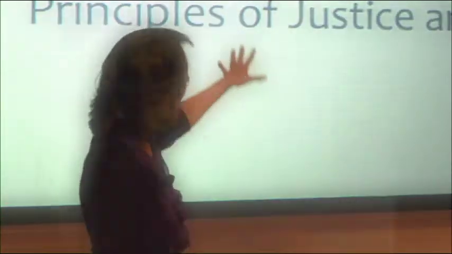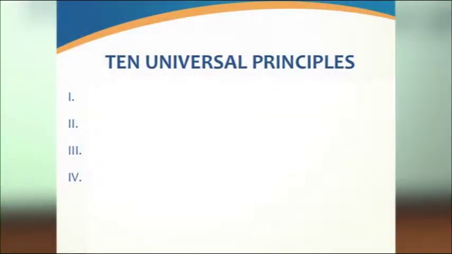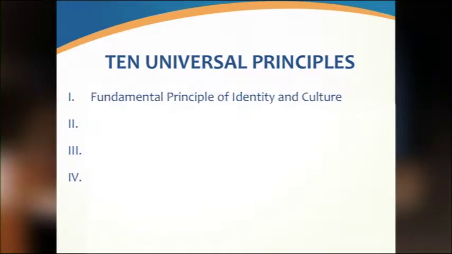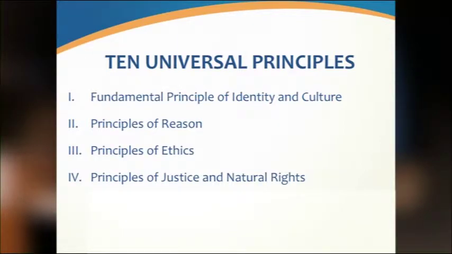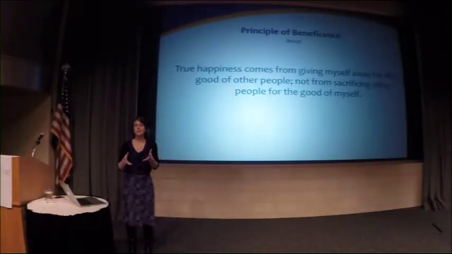The 10 principles can be divided into 4 categories. The first one is a fundamental principle of how we identify ourselves and the meaning and purpose of culture. The next 3 are called principles of reason or principles of truth or logic. The next set of 3 are principles of ethics or morality. And the last 3 are principles of justice and natural rights. So let's start with the first one, the principle of identity and culture.